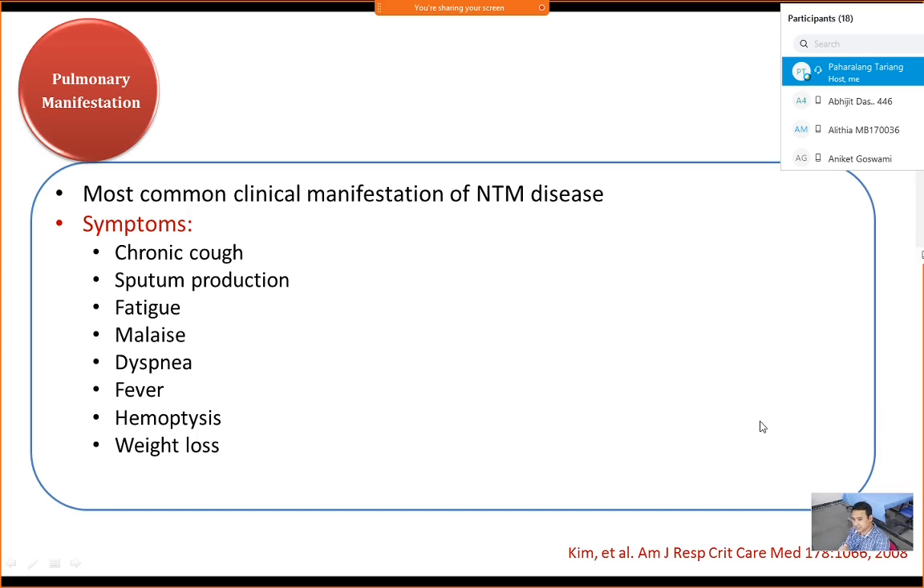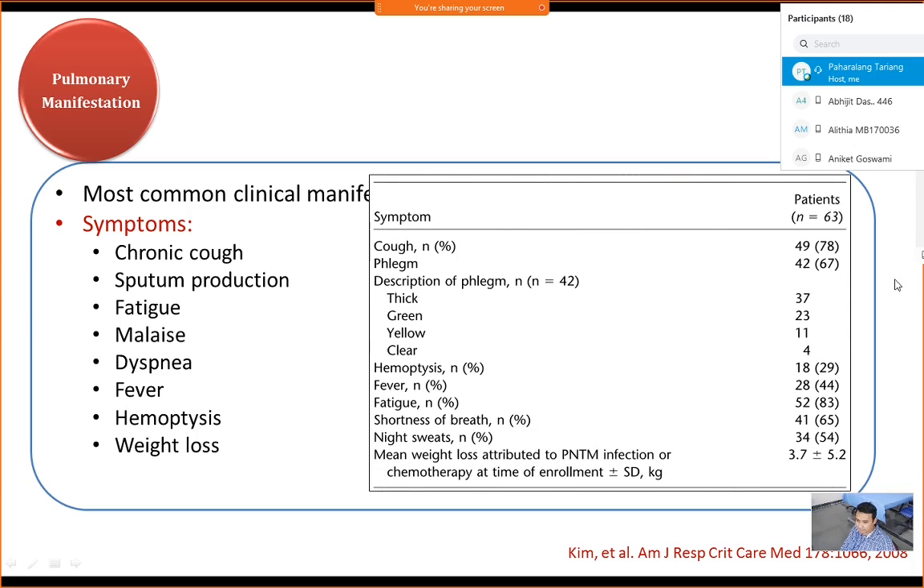So, pulmonary manifestations of NTM disease: the most common clinical manifestations are chronic cough, sputum production, fatigue, malaise, dyspnea, fever, hemoptysis, and weight loss. As you can see here, these symptoms are very similar to tuberculosis. So that is why it is clinically very difficult to distinguish NTM from tuberculosis, as they are also AFB positive.